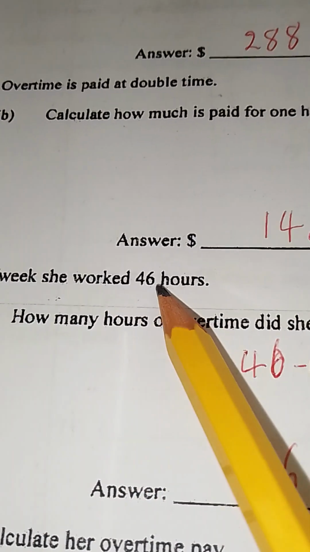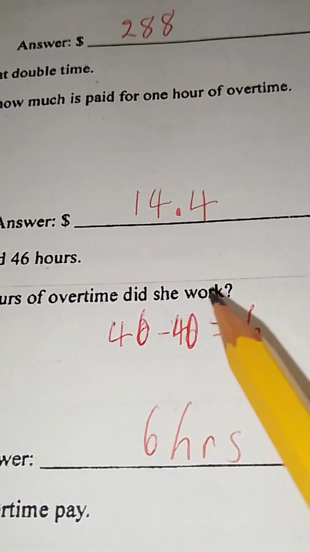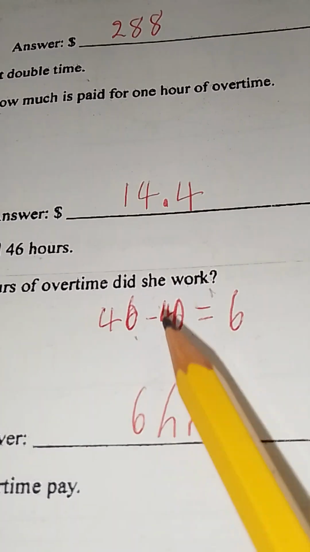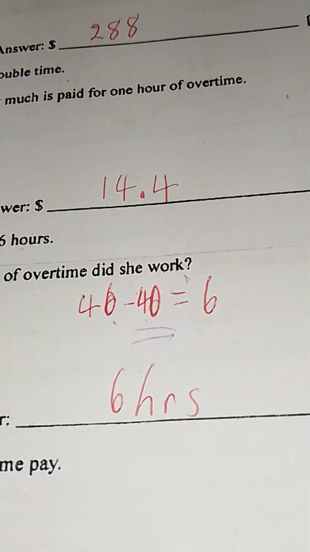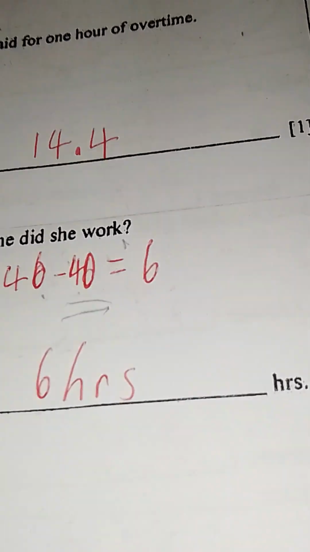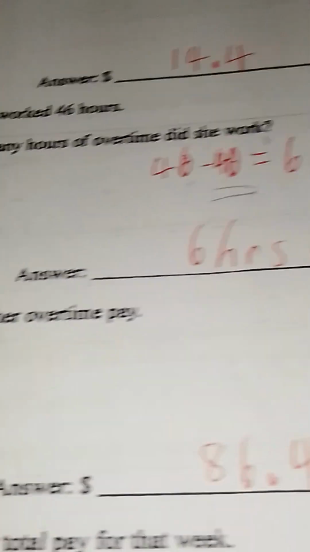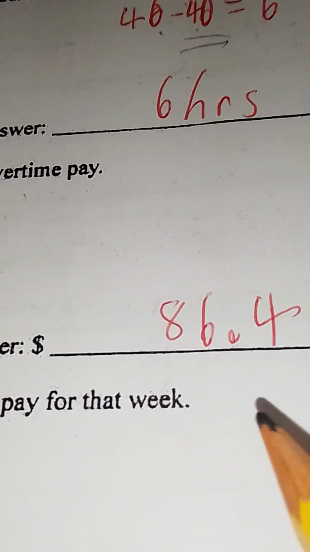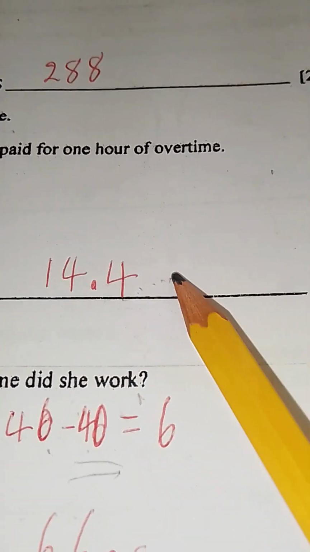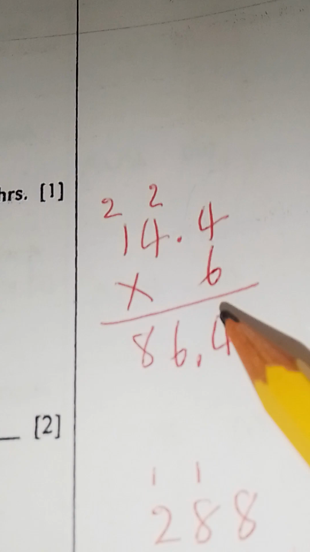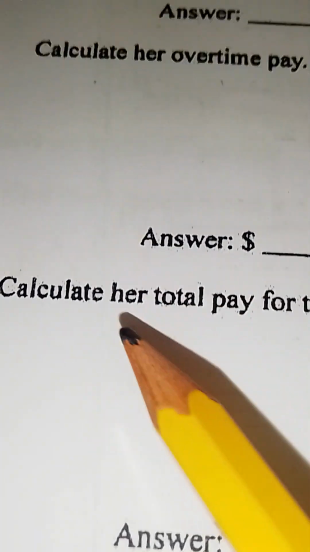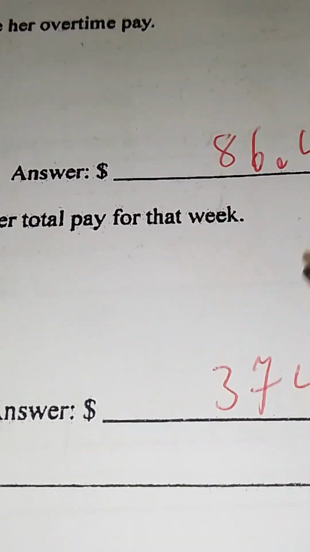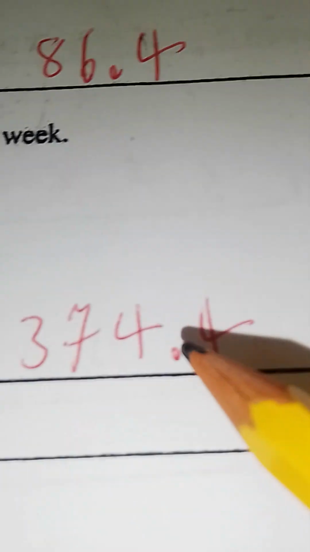Last week she worked 46 hours. How many hours of overtime did she work? 46 minus 40, because 40 is the regular amount of hours you can work in the Bahamas without reaching overtime. Right? That's equal to 6 hours. Calculate her overtime pay. So I'm going to multiply her hourly overtime rate times 6 hours, and I have $86.40. And it says finally calculate her total pay for that week. So you add up overtime pay plus the regular pay, and I end up at $374.40.